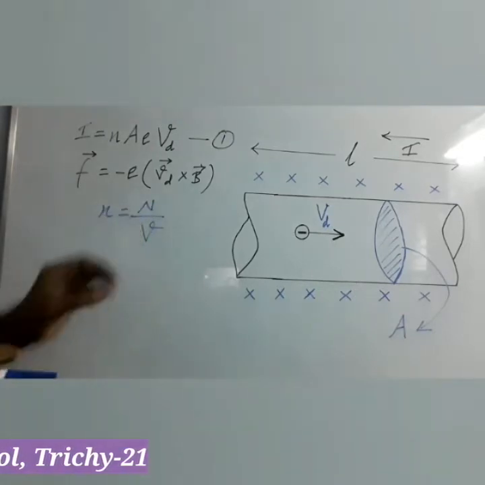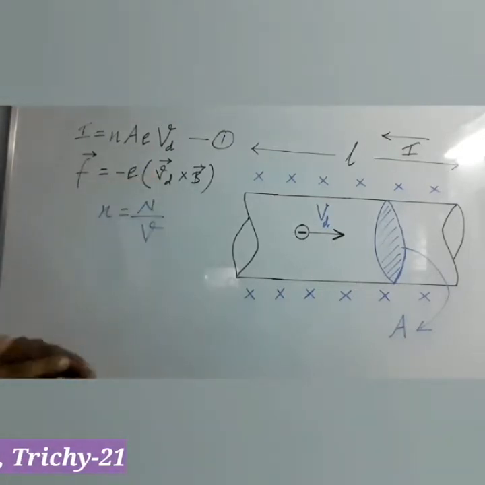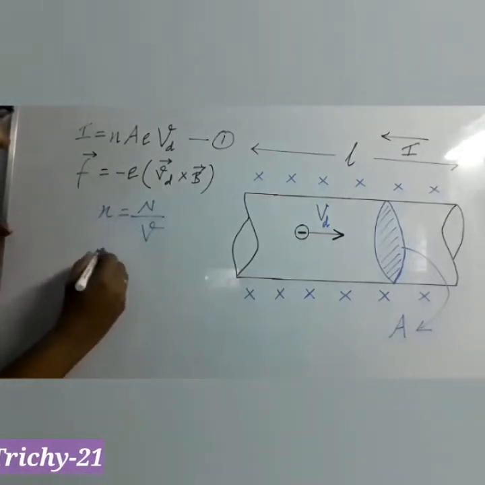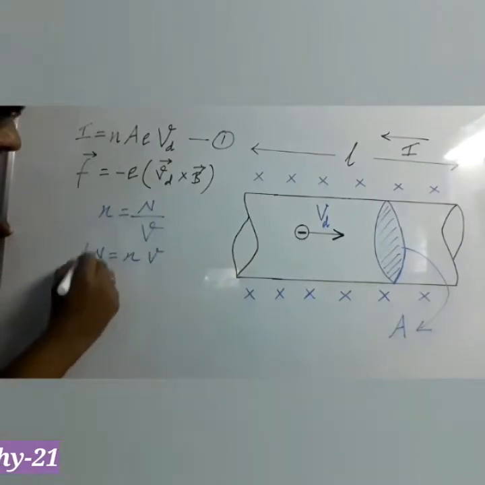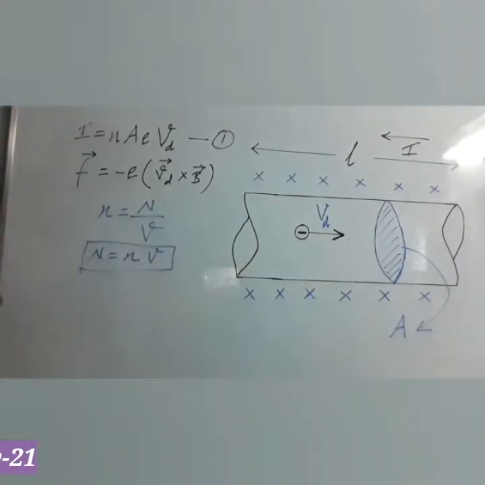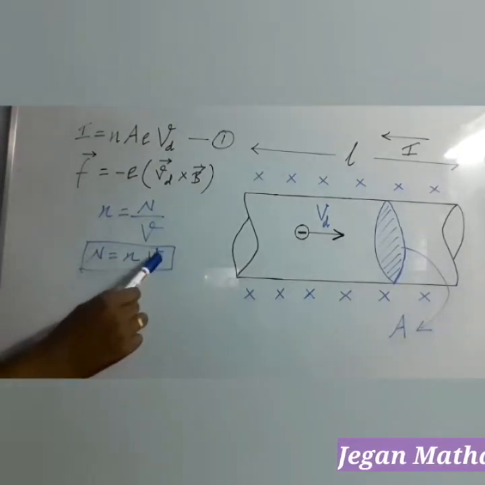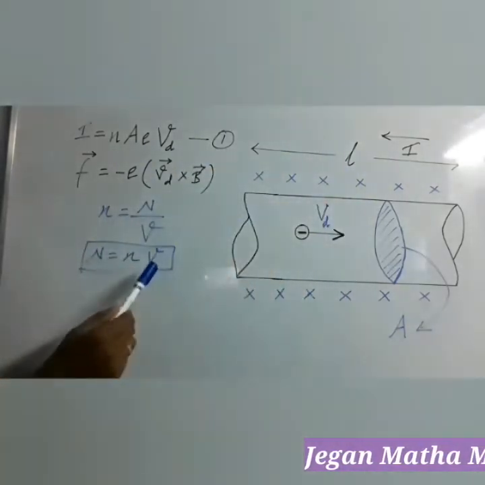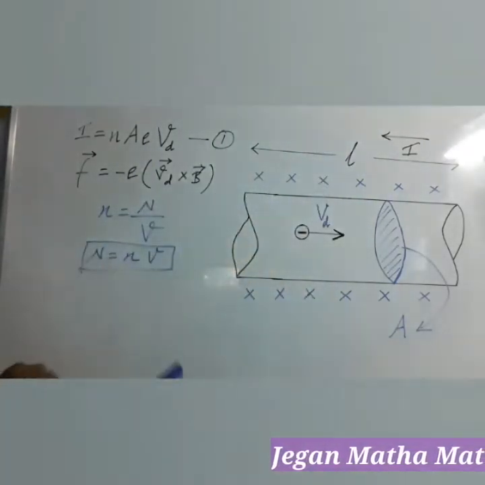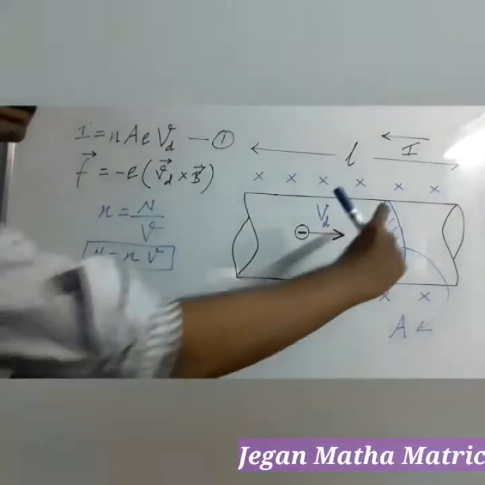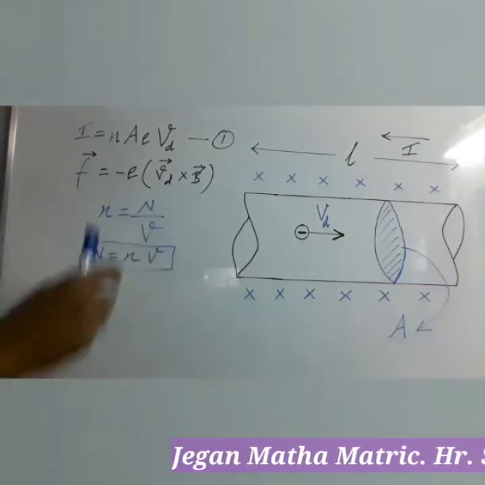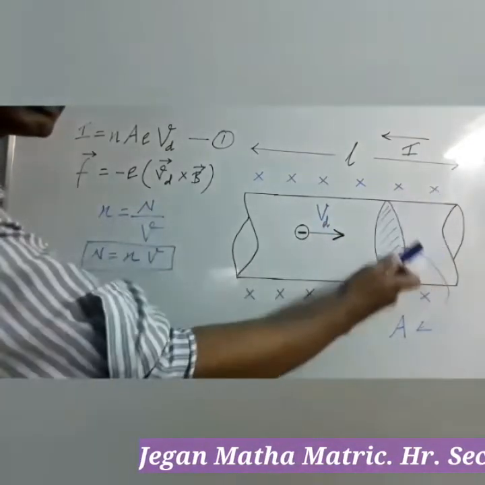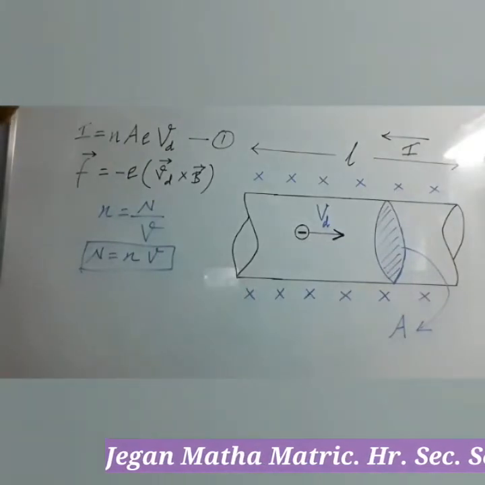To find the number of electrons in a particular volume, we have to rearrange this expression. So N equal to number density small n into volume V. This expression will help you to find the number of electrons in a particular volume. Here I am going to find the number of electrons in the small segment only. So instead of V, I have to substitute the volume of that small segment. Then you can find the total number of electrons in that particular segment.